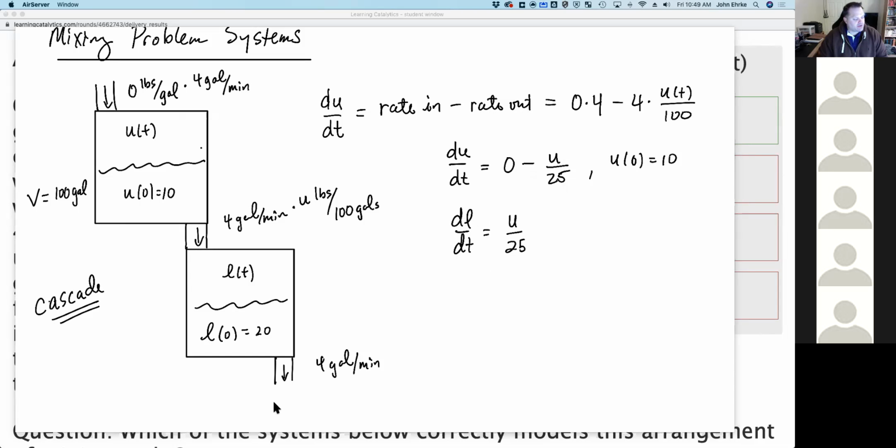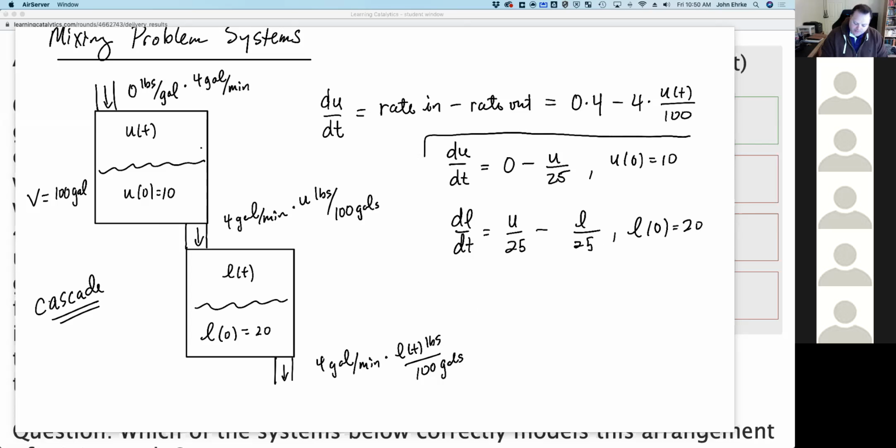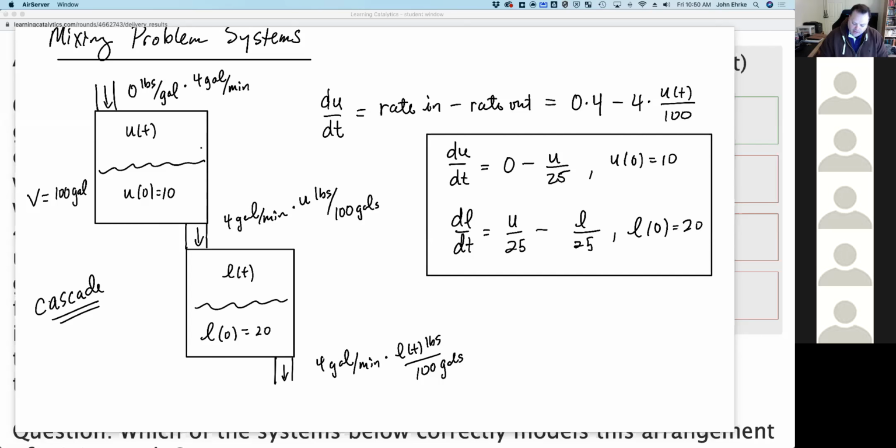And then if you look at what's leaving the lower tank, it's 4 gallons per minute times L of t pounds per, once again, 100 gallons, because the volume of that lower tank is not changing since the flow rates are identical coming in and leaving. So that should also be 4L over 100, which I'll just simplify right there. 4 over 100 is the same as 1 over 25. So this is my system, which is answer choice A.